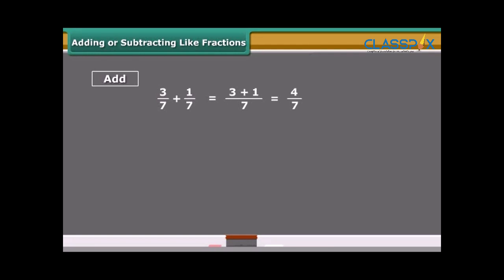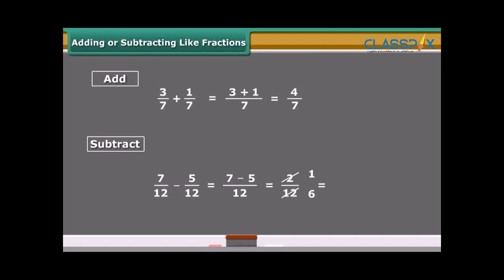To get the difference of two like fractions, first we subtract the smaller numerator from the bigger numerator. Second, retain the common denominator. Then write the fraction including both the results.